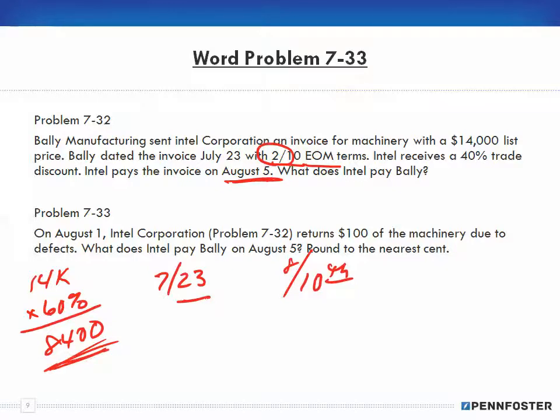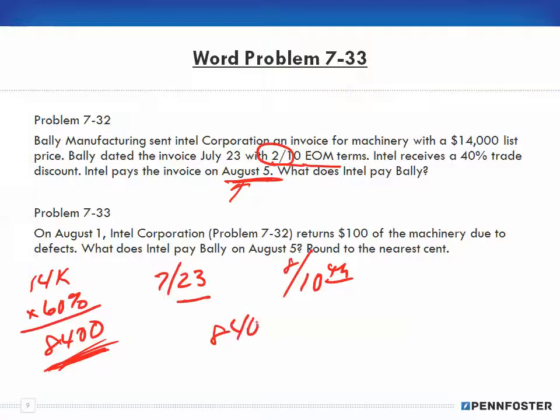Because that's what's owed. We're taking that trade discount immediately. We don't know when this 8,400 is going to be paid. They're paying it on August 5th, but they could have just as easily paid it on August 15th and not had any discount. So you're not taking the 2% off the 14,000, because that's a term. You don't know whether it's going to be eligible for a discount or not. So you took the trade discount off and ended up with 8,400.